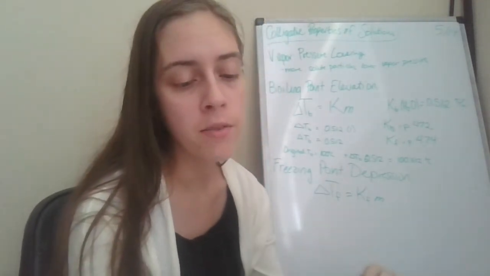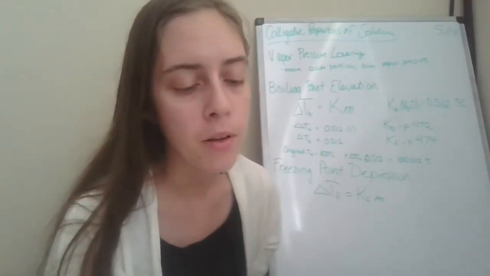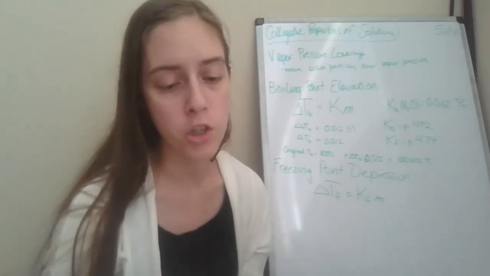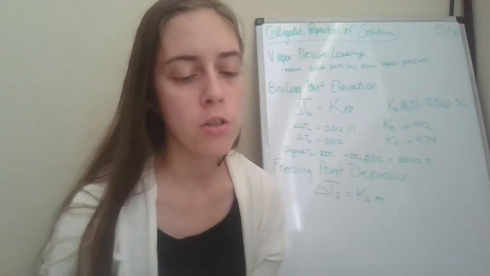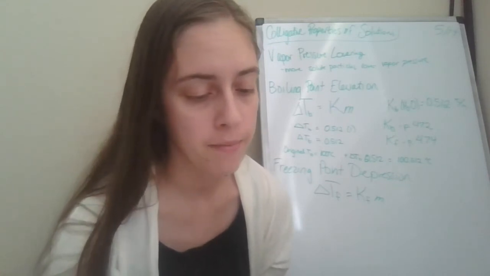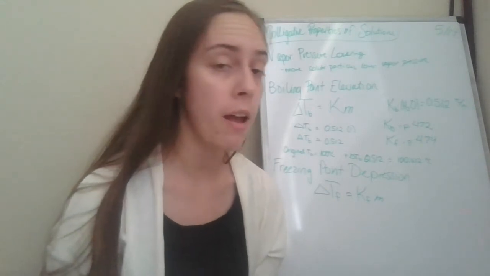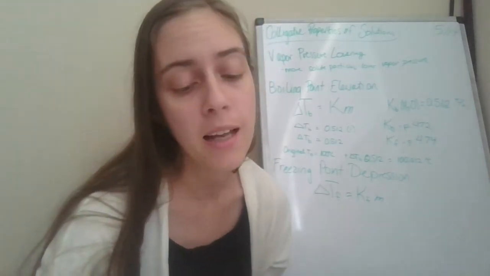So values of Kf for the common solvents are in that table. In using the delta T relationships, you must make sure to use the effective molality. So 1 mole of the electrolyte sodium chloride forms 1 mole of Na ions and 1 mole of Cl ions.